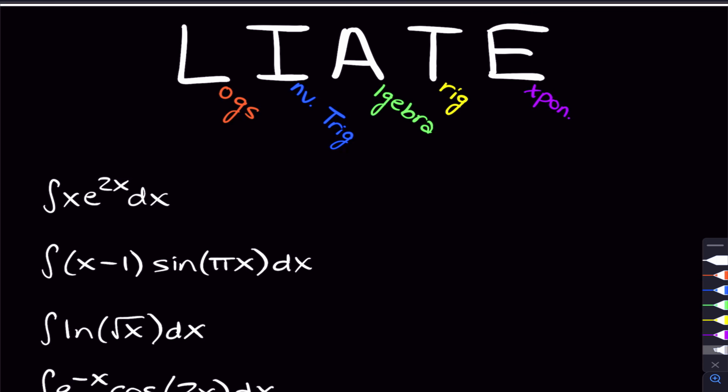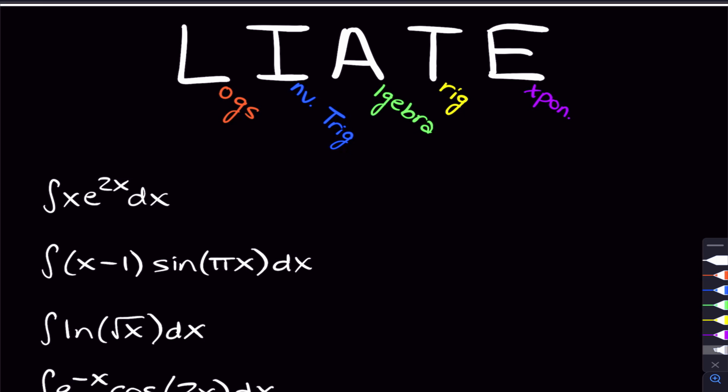So now moving on to the last section for this video, I really want to nail home the point of how do you pick your U and how do you pick your DV. And there's a really great acronym for that, so you don't really have to think about this at all. And that's LIATE, or the cool kids pronounce it as LIATE. And by cool kids, I mean literally just myself.